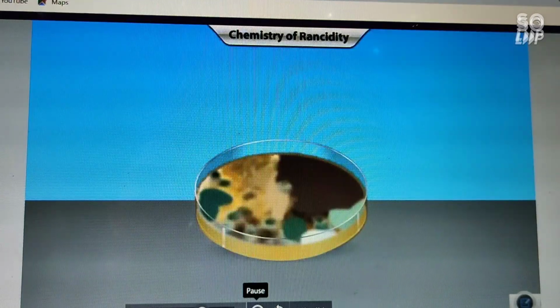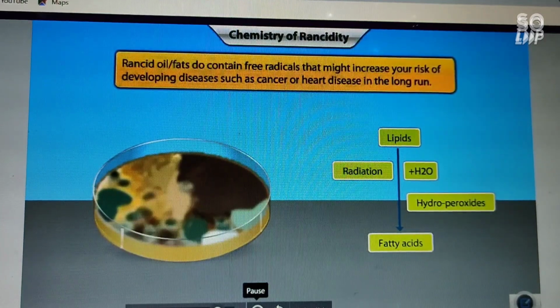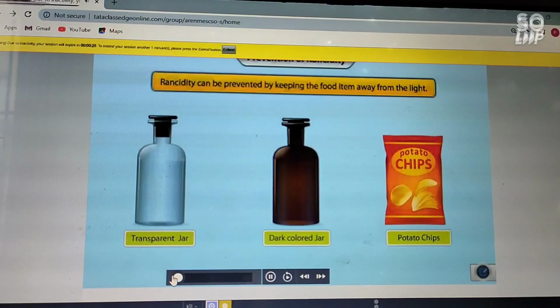Let us now learn about hydrolytic rancidity. Triglycerides present in lipids are hydrolyzed to release fatty acids during hydrolysis. One of the ways of preventing or controlling rancidity is to decrease the rate of oxidation by keeping the food item away from the light. The other controllable factors are heat and moisture.